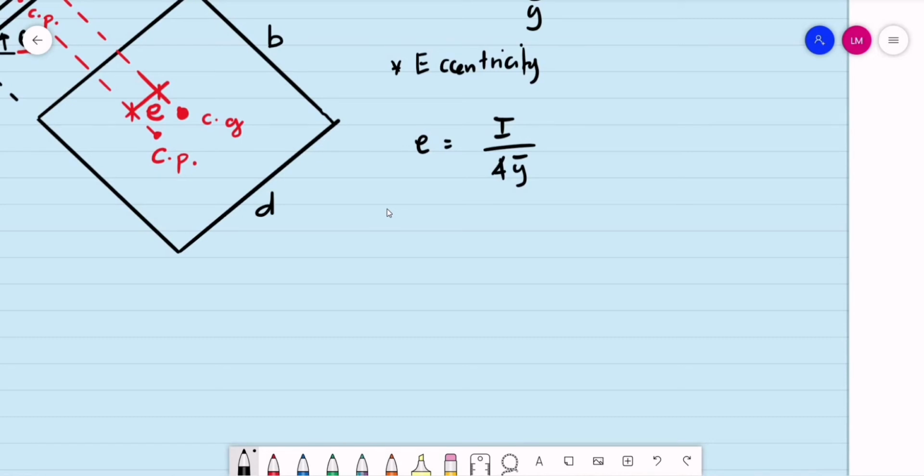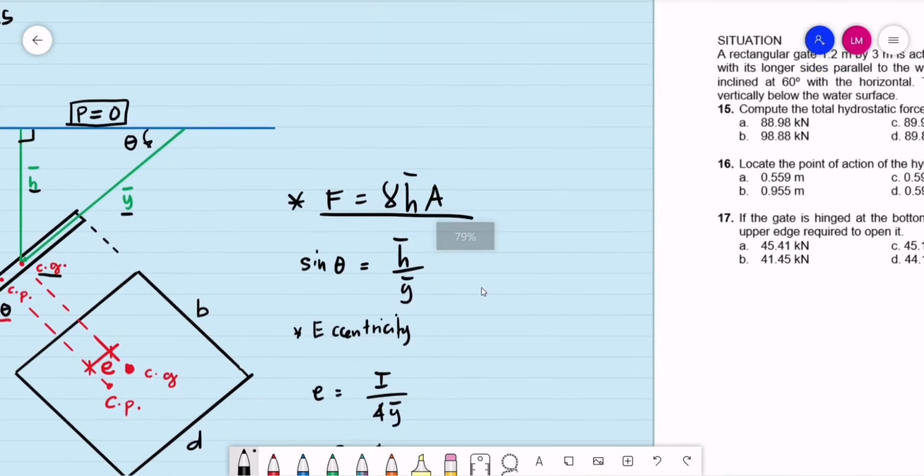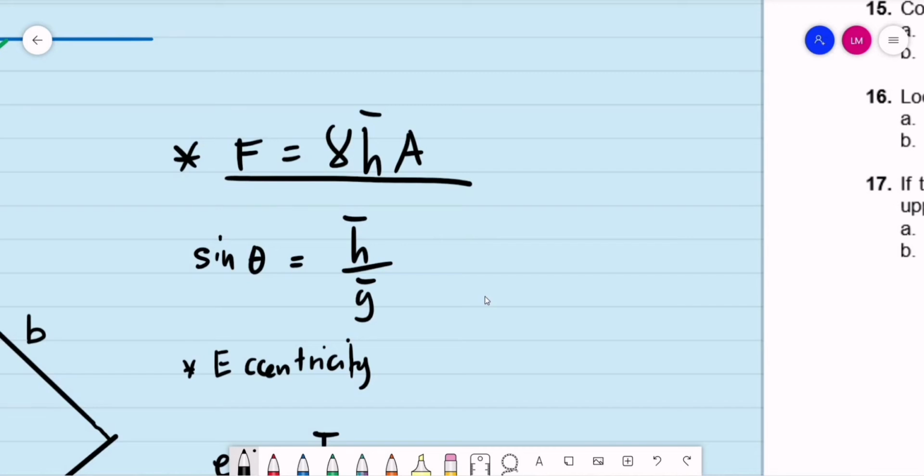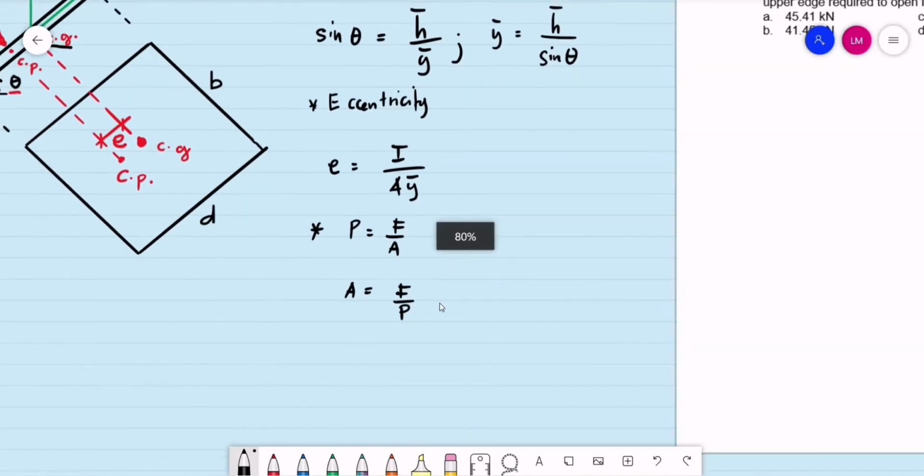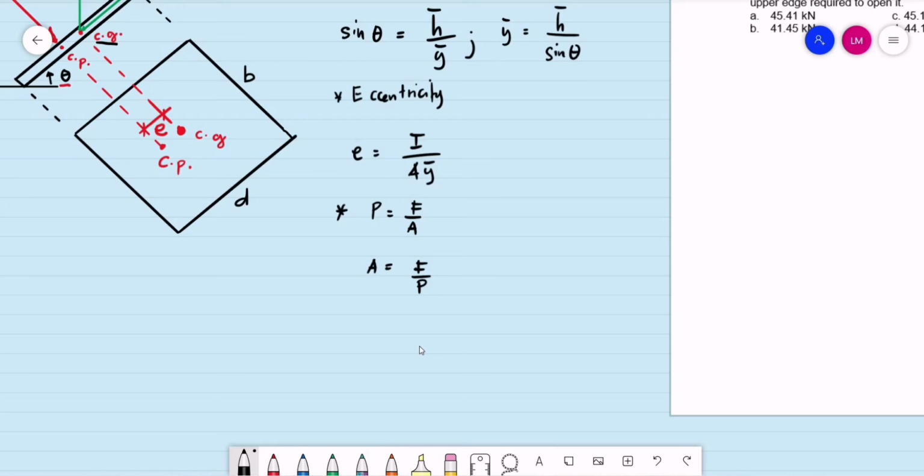Okay, yung isang case na ginawa natin kanina or doon sa previous example natin is yung pressure is equal to the force divided by the area. Or we can have the area equal to the force divided by the pressure. Okay, so pwede natin gawin dito, we can express the equivalent of the bar y in terms of the bar h. So, ang equivalent ng bar y is the same as the bar h divided by the sine of theta.